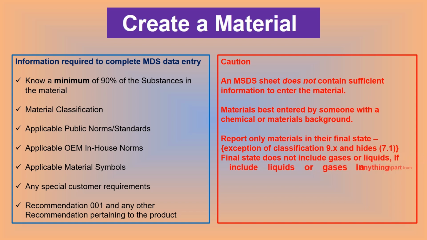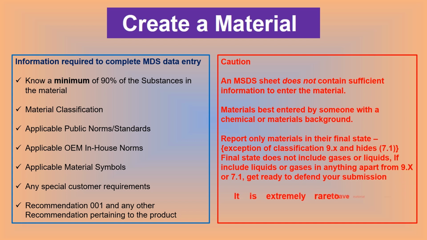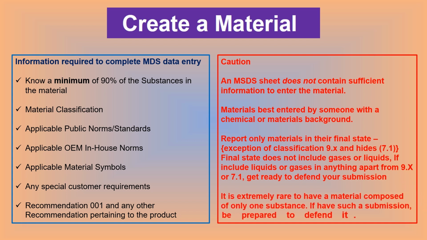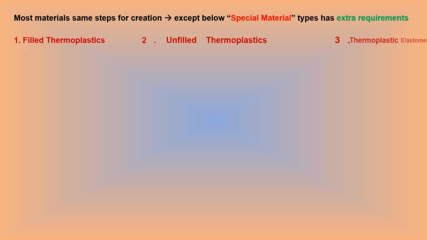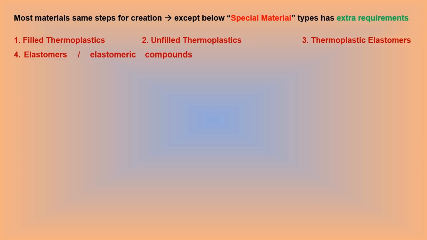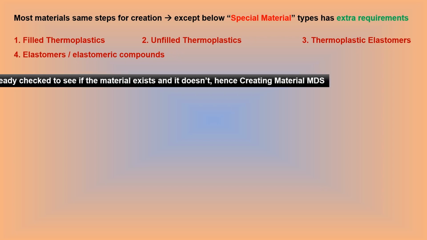If include liquids or gases in anything apart from 9.x or 7.1, get ready to defend your submission. It is extremely rare to have a material composed of only one substance. If have such a submission, be prepared to defend it. Most materials have same steps except special materials, that is, filled thermoplastics, unfilled thermoplastics, thermoplastic elastomers, elastomers or elastomeric compounds.